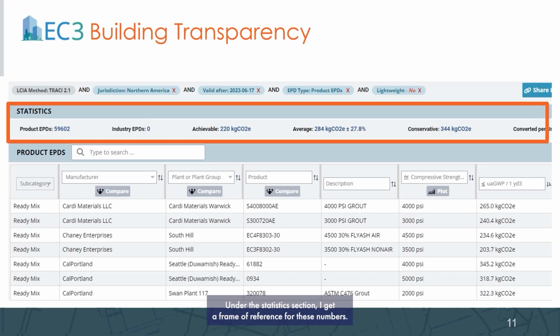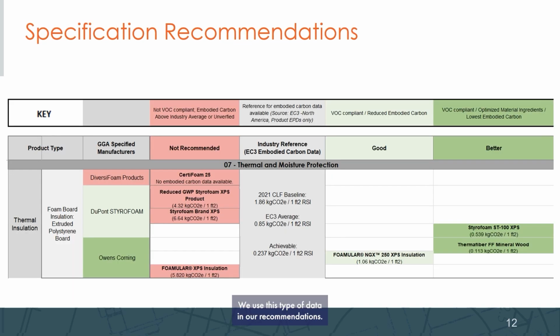Under the statistics section, I get a frame of reference for these numbers. So I can see the average is a little below 300, and then what is achievable or realistic at this point is in the 200s. So it wouldn't make sense for me to look for something below what's achievable. We use this type of data in our recommendations.